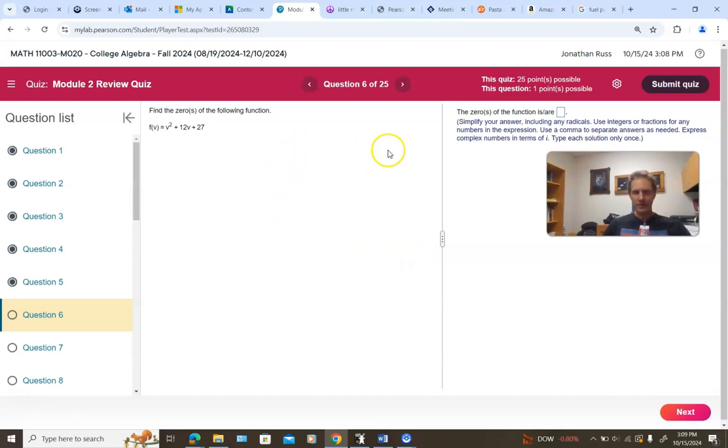All right, number 6 here. This is one I think that I told you I wanted you to list the work on. So to do this one, guys, it says find the zeros of this function. What that means is we need to set this function equal to 0, and we need to solve it. And those two values of x will be our zeros. They also correspond to the x-intercepts of this function.